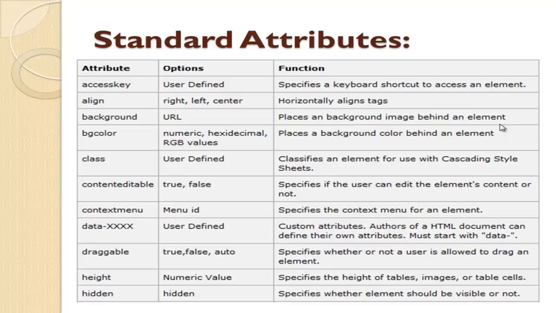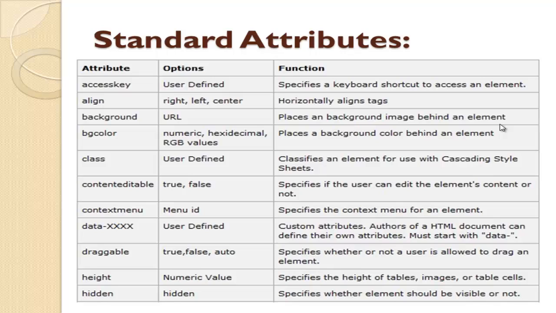Authors of an HTML document can define their own attributes. It must start with data. Means if you want to create your own attribute with some other names, like we have div names, ID names, class names, same we can have an attribute name. This is a good functionality that we have in HTML5. So if you want to create your own named attribute, you can use data, then a hyphen, then the name of the attribute.